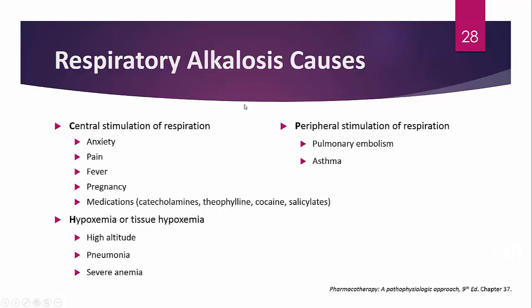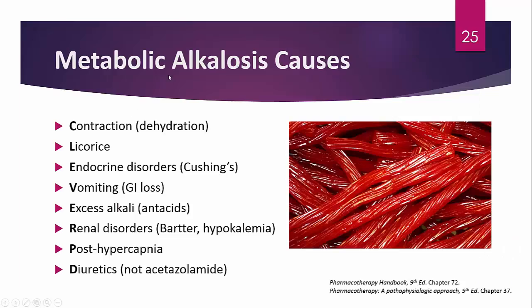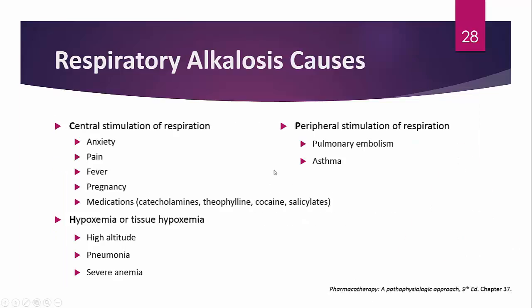For respiratory alkalosis, there's not necessarily a great acronym for this. The acronym is CHP, and if you actually go back to the metabolic alkalosis, the acronym there is CLEVER PD. So going back to CHP, if you think about different things that can get rid of carbon dioxide, particularly patients who are very hyperventilatory, where they're getting rid of lots of CO2, those are typically the things that you see commonly associated with respiratory alkalosis.